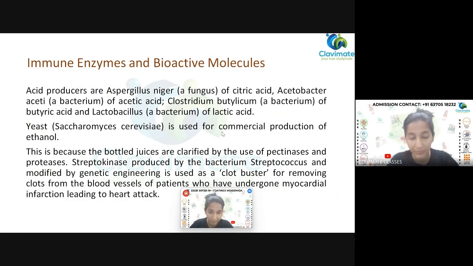Now you can see the bottled juices have a very clear texture. The chemical which is added makes the juices clear.